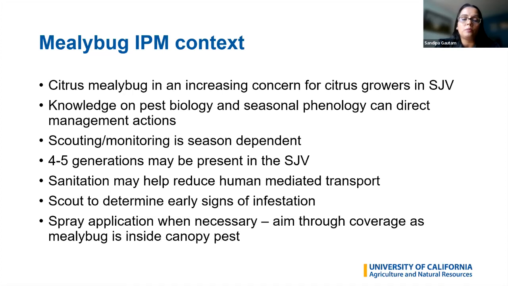Sanitation may help reduce human-mediated transport, and it's always helpful to scout to determine early signs of infestation. Put a trap card to see if you're catching males on the trap card. That could be a telltale that your neighbors may have mealybug infestation and you're catching some of the males flying from there. It's always helpful to see males on the trap and then go check your blocks for crawlers and other life stages. And spray only when necessary, with thorough coverage, as mealybug is an inside-canopy pest. We still need to do some more research to see if adding surfactant and oil in the insecticide mixture is going to help increase the efficacy of insecticide application. That's for a future talk.